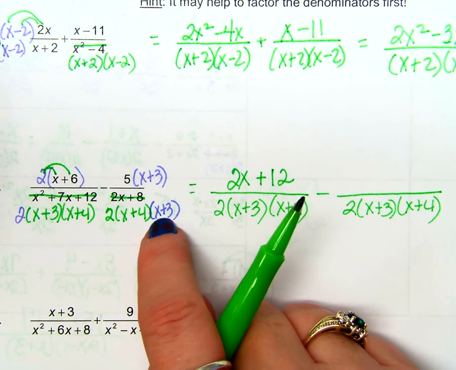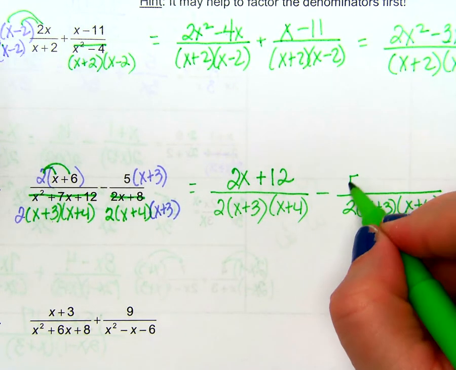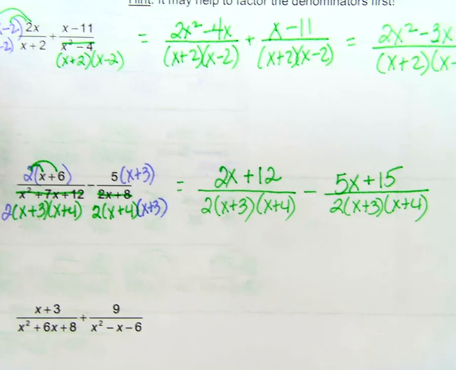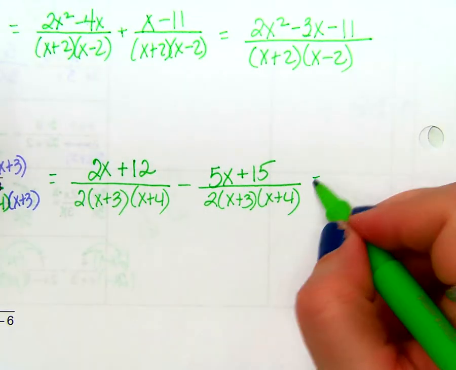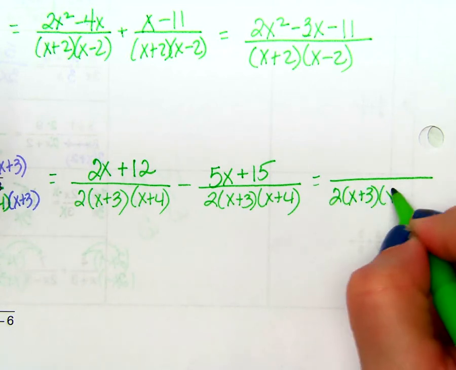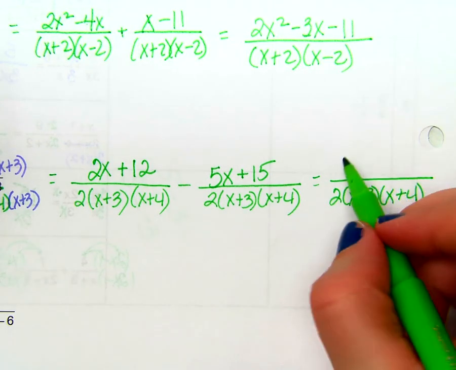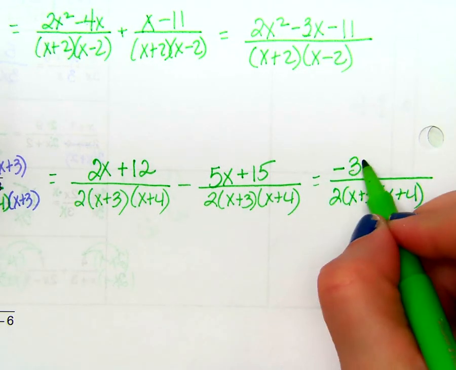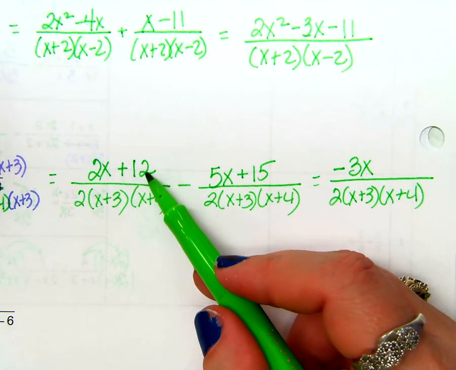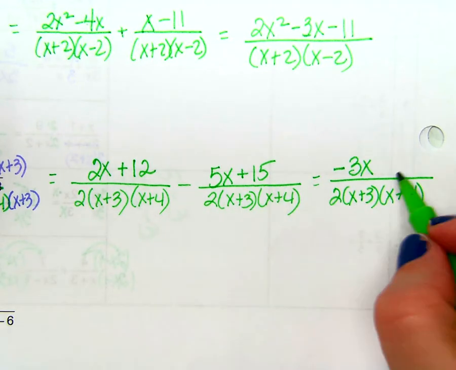This denominator needed an x plus 3, so I multiplied the numerator also by x plus 3, so I get 5x plus 15, absolutely. So when I go to combine my like terms, I still have my denominator of 2 times x plus 3 times x plus 4. What do I have in my numerator? Negative 3x, because it's 2x minus 5x. And then, say it. What do you get? Negative 3.